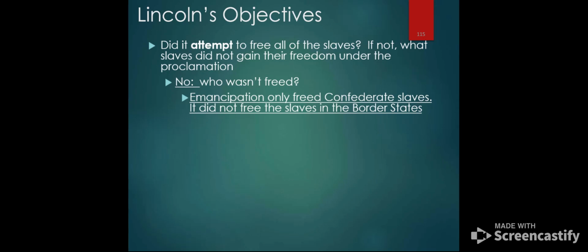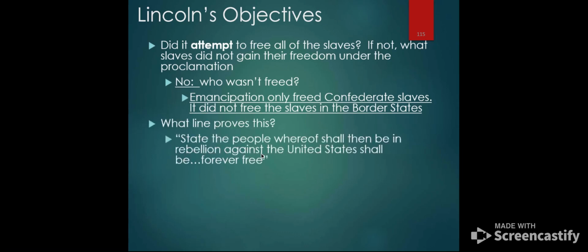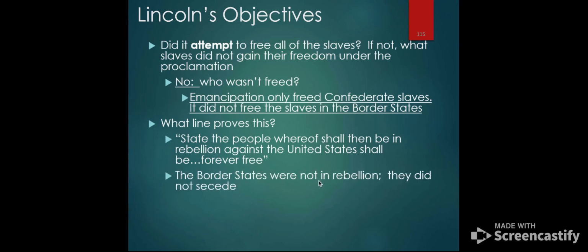If you go back, that's the line that says states that are in rebellion. The states that are in rebellion are just your CSA states. You have 5 more border states that are still with the North. They are not getting freed. And there's the line. The people whereof shall then be in rebellion against the United States shall be ever free. So not border state slaves. Border state slaves were not in rebellion.